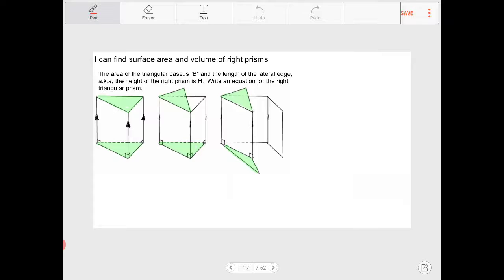Whatever they're called, I open them up and I iron out the edges, and that's what I get. We call this a net drawing, right? So in this net drawing, I can see that we have two congruent triangles, and then I have three rectangles here. Well, actually, these three rectangles, when joined together, make one giant rectangle.